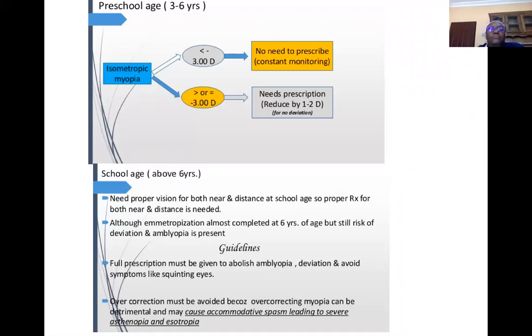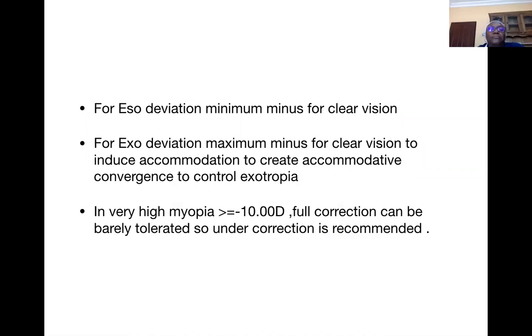So also, if a child is myopic and has eso deviation, it's better to give the minimum minus. And if the child has exotropia, the maximum minus is given for clear vision to induce accommodation, so as to create accommodative convergence, which can control the exotropia, because in exotropia you have more divergence. And then with the convergence, the child will be able to fuse.